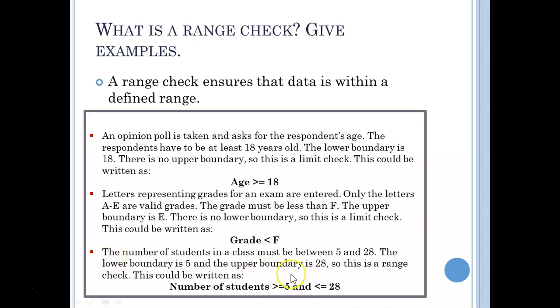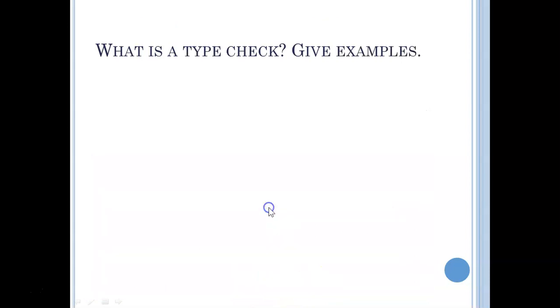And here is an example of a range check. The number of students in a class must be between 5 and 28. The lower boundary is 5. The upper boundary is 28. So this is a range check. You can have two conditions here. This could be written as the number of students must be greater than or equal to 5, and the number of students must be less than or equal to 28. So when you have one condition, it's a limit check, but when you have two conditions, it's a range check.